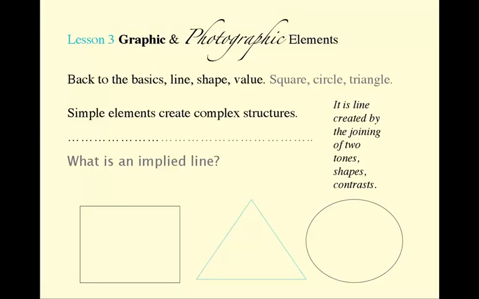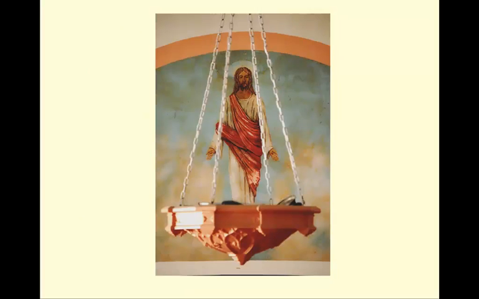What is an implied line? We can think about that as the joining of two tones, shapes, contrast, and that edge where they meet is an implied line, and implied lines really help in an image.